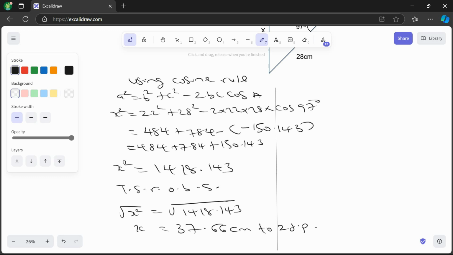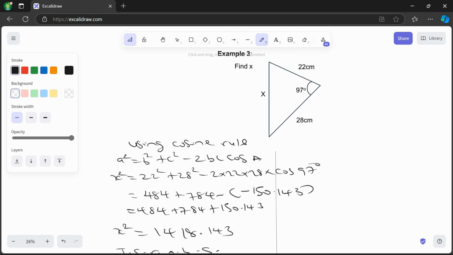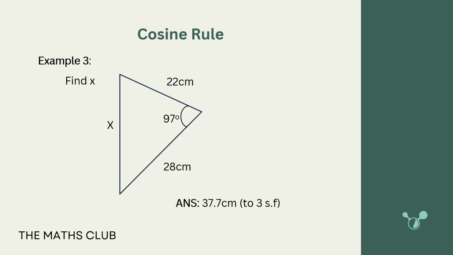So this is how you solve questions like this. If you are given two sides and one angle and you're told to find the length of the last side of a triangle. So this one did it to 3 significant figures. If you did that, you still get the same answer. So with this, we've come to the end of finding the length of sides of a triangle.